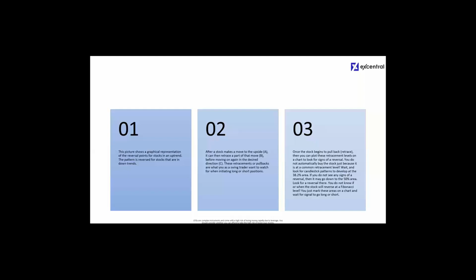Now, it said after an asset makes a move to the upside, it can then retrace a part of that move before moving on again in a desired direction. These retracements or pullbacks are what you as a swing trader want to watch when you're initiating long and short positions. They also give us a level of support and resistance.